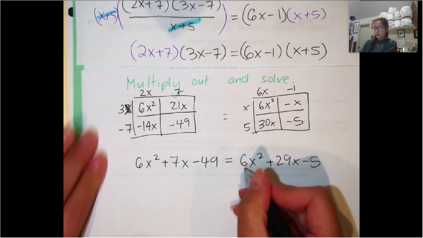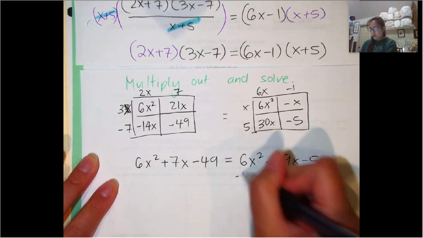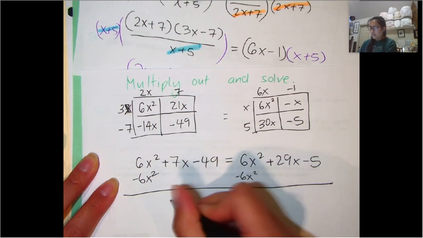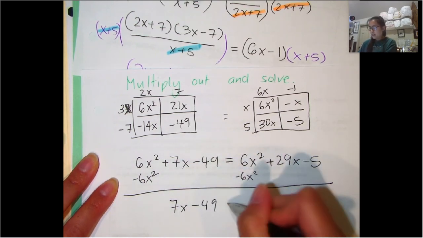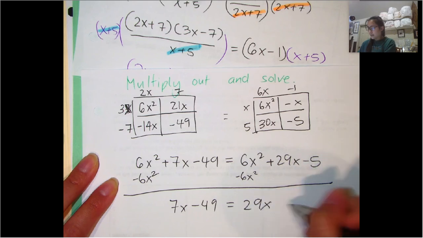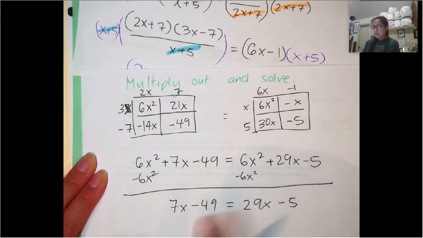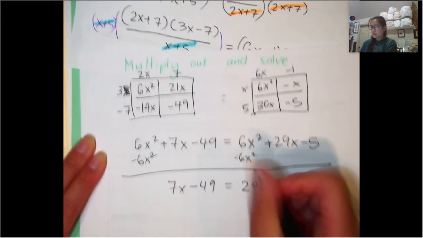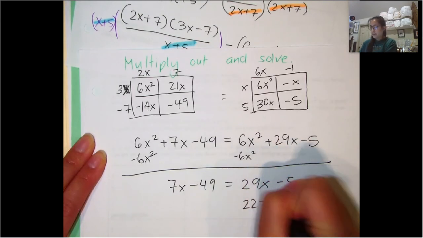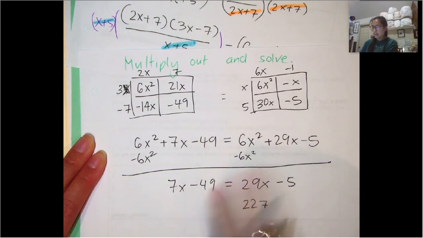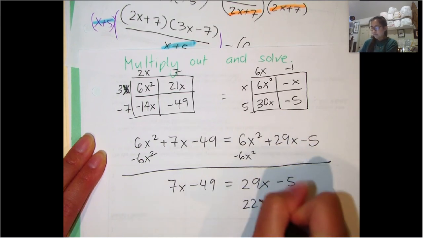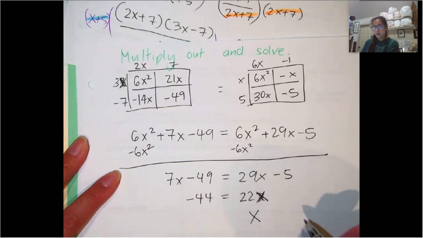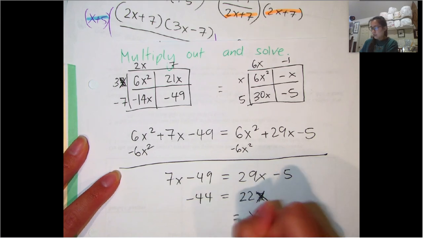You'll notice they both have 6x squared, so you can subtract 6x squared from both sides. And you'll have 7x minus 49 equals 29x minus 5. So we'll subtract the 7x to the other side, so we have 22x, and then we'll add the 5 to this side and get negative 44. If you divide both sides by 22, you get x equals negative 2.